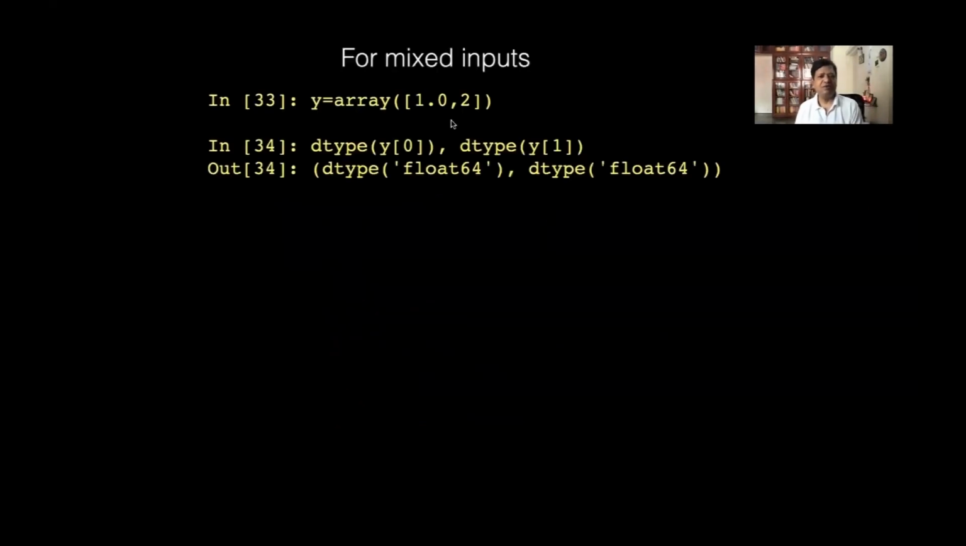I will illustrate it. Now, for mixed inputs, we have 1.0, 2. You can see that this is a float, but this is an integer. But when I say array, it is going to convert. If it's a mixed array of float and integer, it converts the integer to float. So this is going to convert to float 64, a 64-bit float.